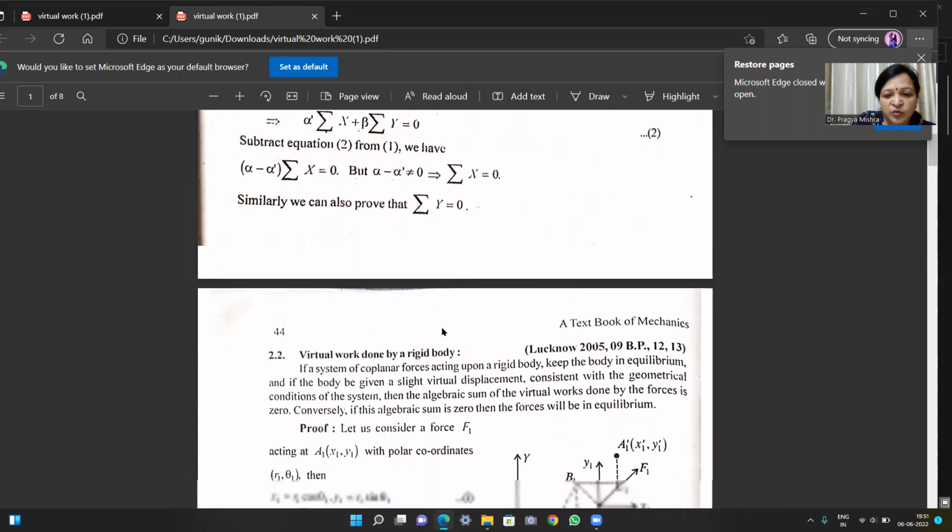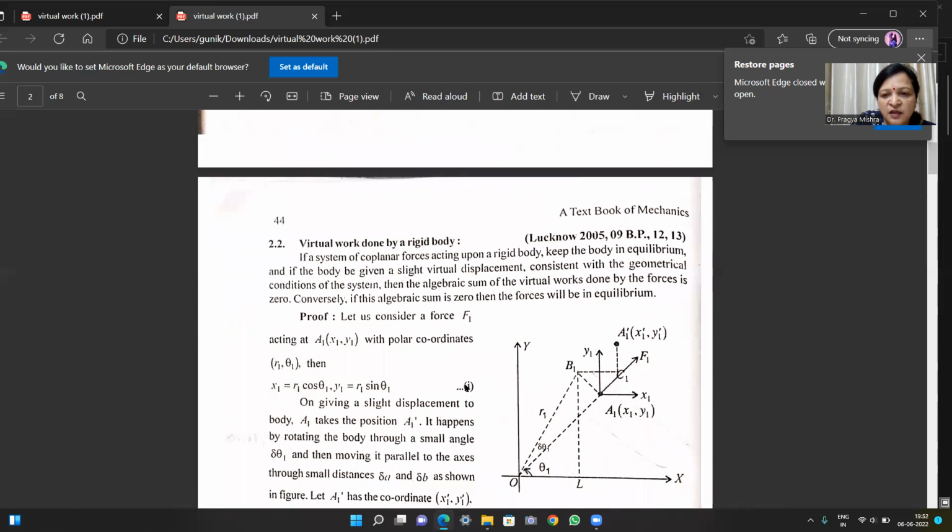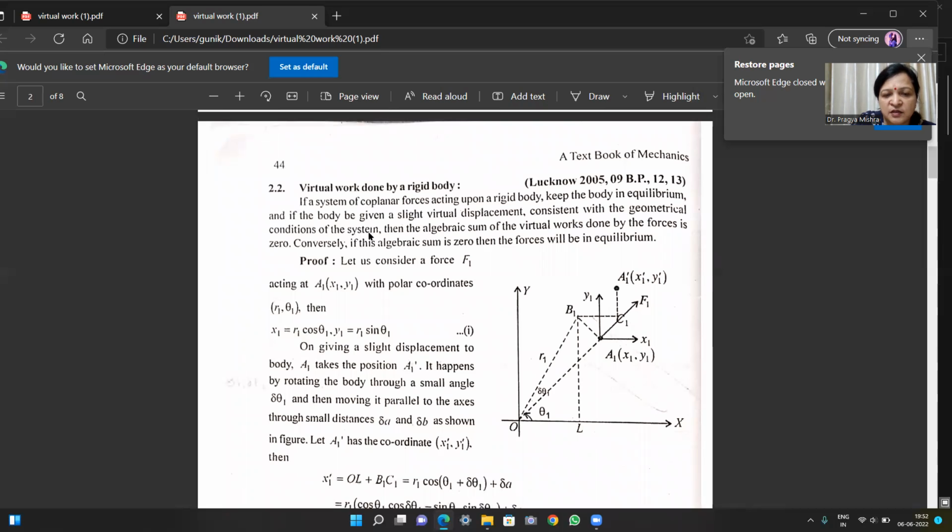Now, similarly, we can prove the virtual work done by a rigid body. If a system of coplanar forces acts upon a rigid body and keeps the body in equilibrium, and if the body is given a slight virtual displacement consistent with the geometrical conditions of the system, then the algebraic sum of the virtual works done by the forces is 0. Conversely, if the algebraic sum is 0, then the forces will be in equilibrium.